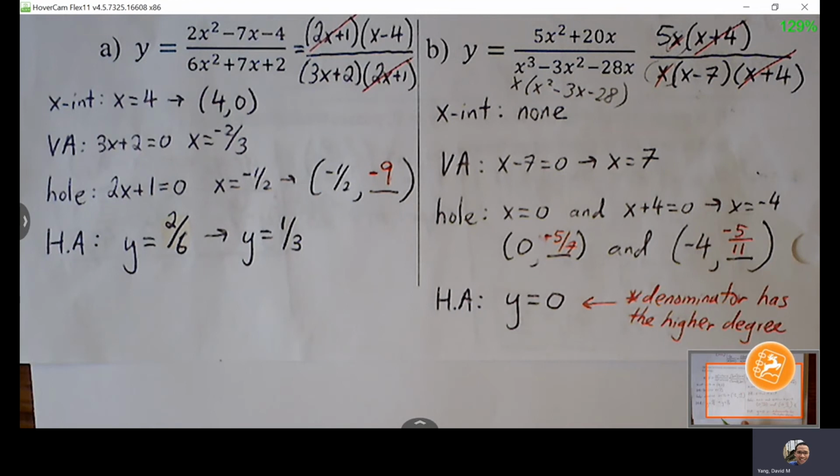Are we good with finding holes? You should be getting two holes, 0 and -4. And the way we find the y value is produce your reduced expression. So the reduced expression is just remove all the holes and see what's left over. So now I can plug 0 in here. That'll give me my y value of the hole. Plug -4 into my reduced expression. That'll give me the y value of my hole.